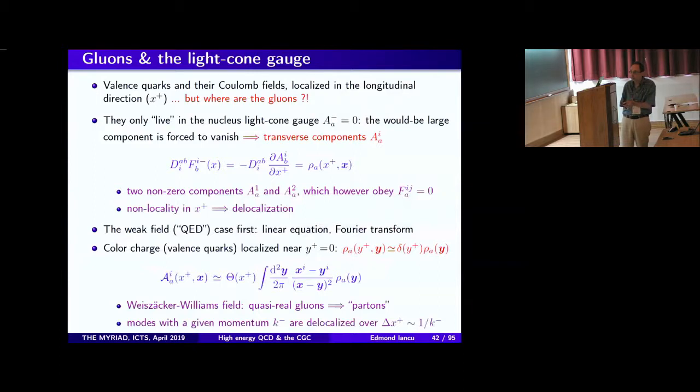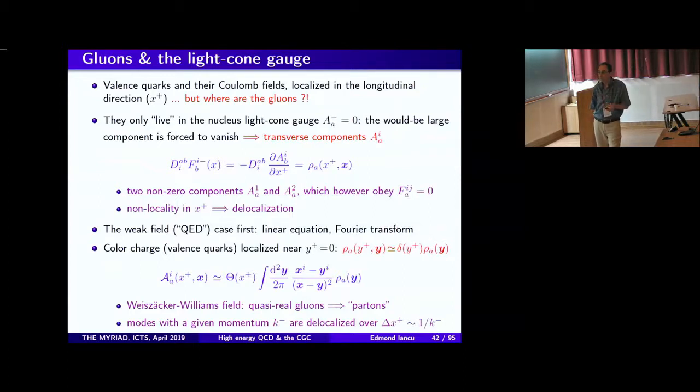And it depends upon x perp via this propagator, which is the derivative of the Coulomb propagator. This is what is called the Weizsäcker-Williams field, the quasi-real gluon or quasi-real photon approximation. This is the field which describes, in coordinate space, the bona fide partons in momentum space.